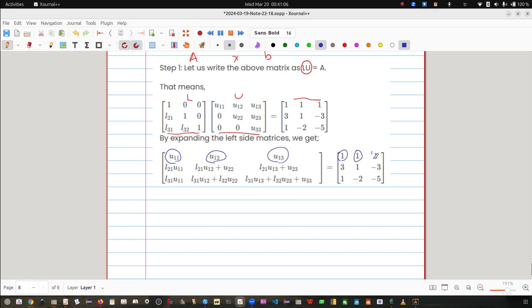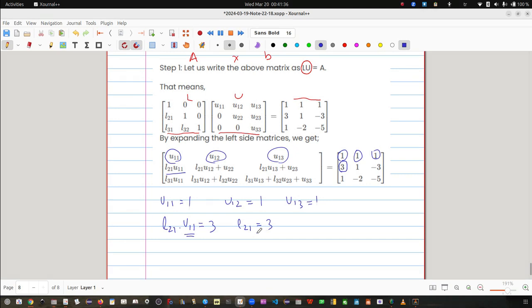They are all directly found easily. U12 is equal to 1. U13 is equal to 1. And here it says L21 times U11 is equal to 3. Since U11 is known, then L21 is equal to 3.